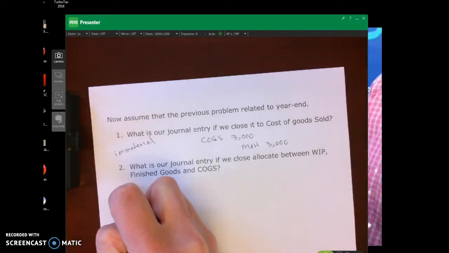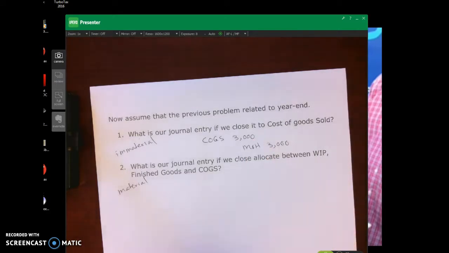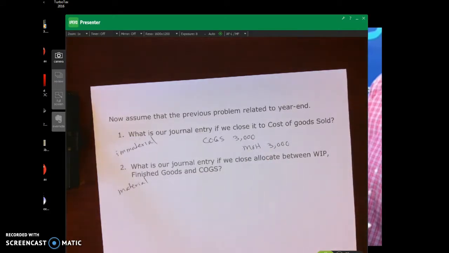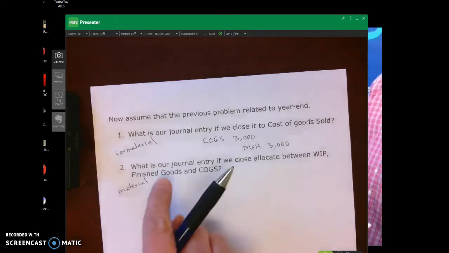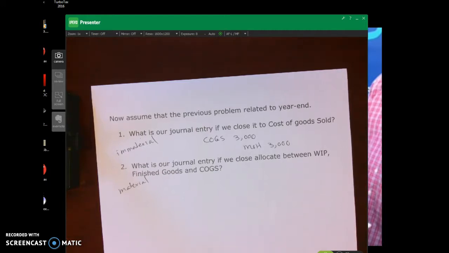Now, this would be if the balance in manufacturing overhead is immaterial. The next one would be if it's material. Materiality refers to how big the balance is and whether it would have any effect on someone's judgment of the financial statements. If this were $3,000 out of $30 million, it just doesn't make a big difference, so we would close it out to cost of goods sold. But if it's $3,000 out of $10,000, then it does make a big difference, and we would want to prorate or allocate it among work in process, finished goods, and cost of goods sold.